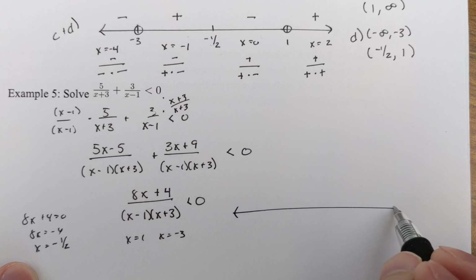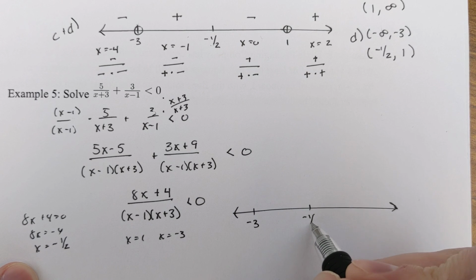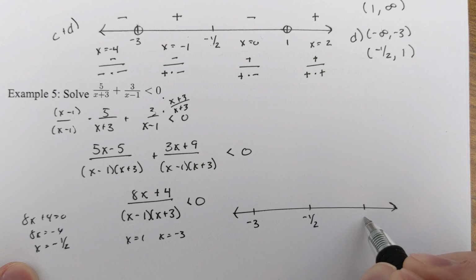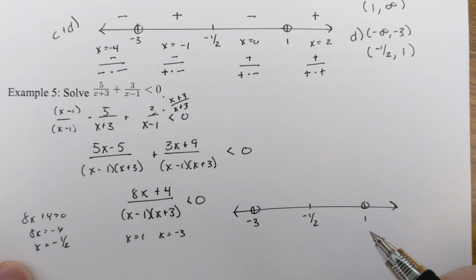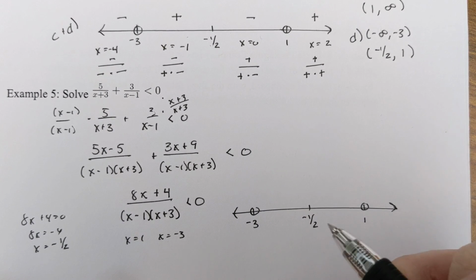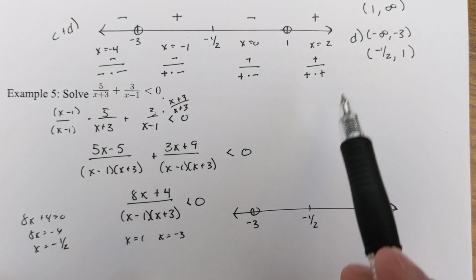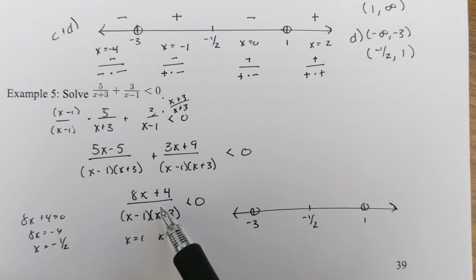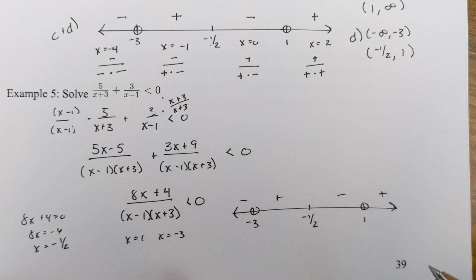So sign chart. If you notice, this problem should look real familiar because we just did it. So undefineds here at 1 and at -3. The trick is this guy here is just a multiplier of the one we just did. It's 4 times bigger, which means the signs aren't going to change. Negative, positive, negative, positive. So where is it less than 0?